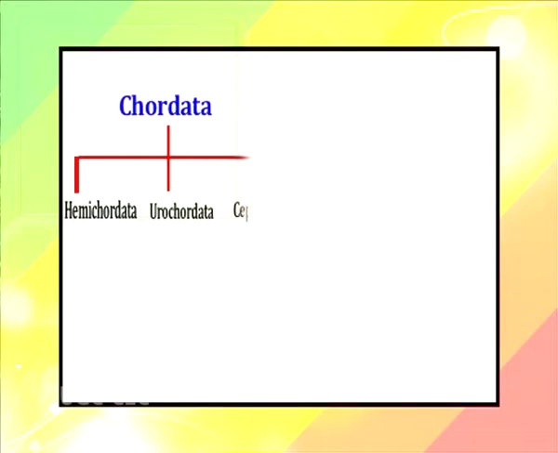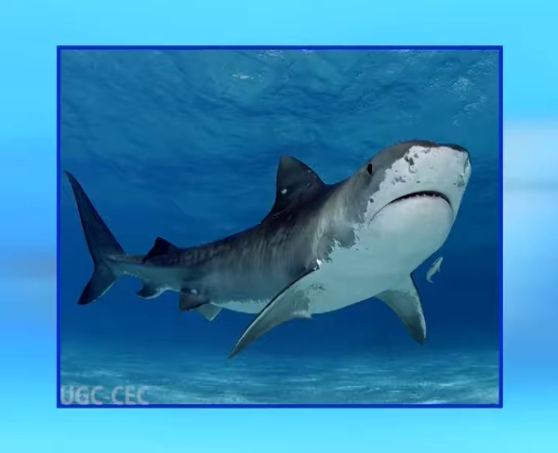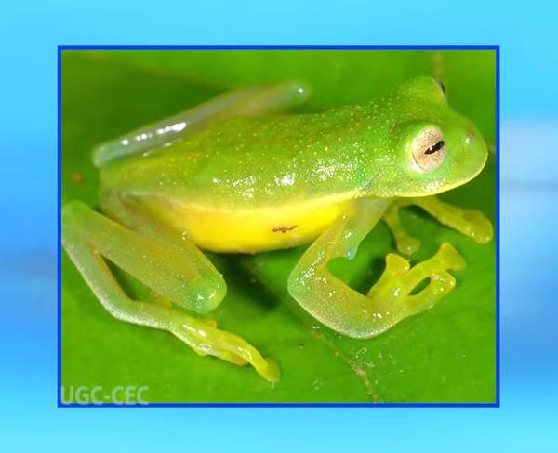Chordata is further divided into hemichordata, urochordata, cephalochordata and vertebrata. Vertebrata includes two superclasses, Agnatha, which are jawless vertebrates with class cyclostomes, and Gnathostoma, which are jaw-bearing vertebrates with following classes. Number 1, Chondrichthyes, which includes cartilaginous fishes. Number 2, Osteichthyes, which includes bony fishes. Number 3, Amphibia, which are known for dual life.